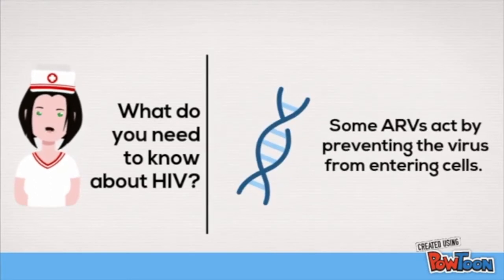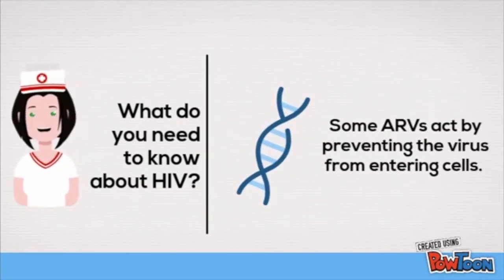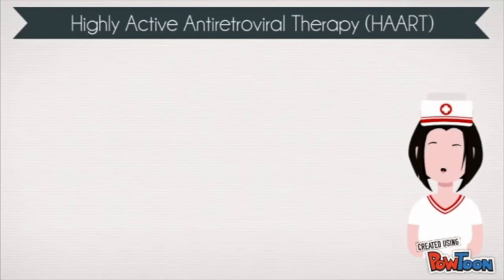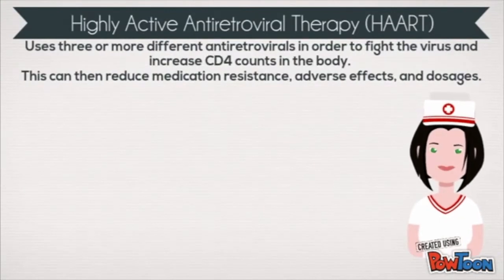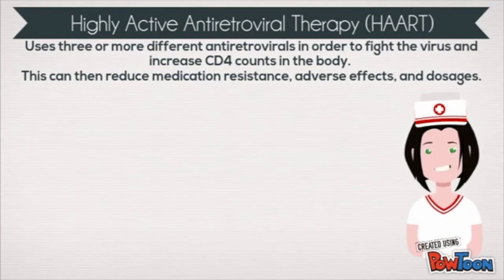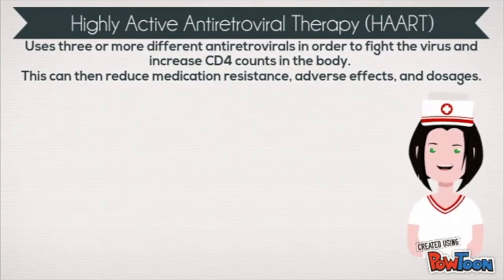Some ARVs act by preventing the virus from entering cells. Others inhibit enzymes needed for HIV replication. Highly active antiretroviral therapy uses 3 or more different antiretrovirals in order to fight the virus and increase CD4 counts in the body. This can then reduce medication resistance, adverse effects, and dosages.